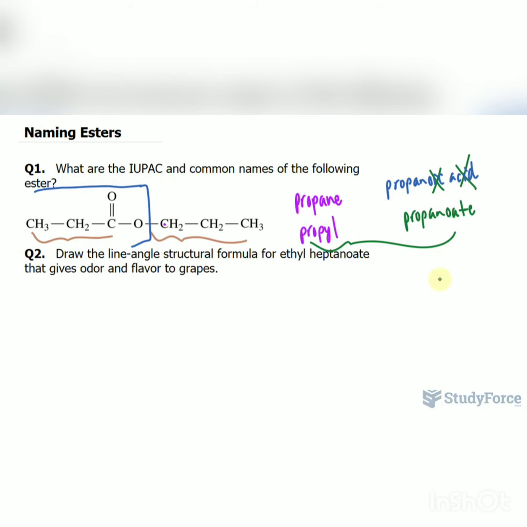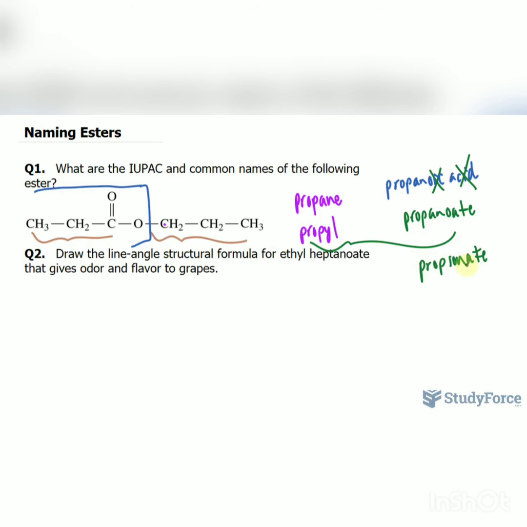The common name for propanoate is propionate. Notice the change here. Rather than A, we put IO, as in propionic acid if it was the carboxylic acid. And make sure that you space these two words out.